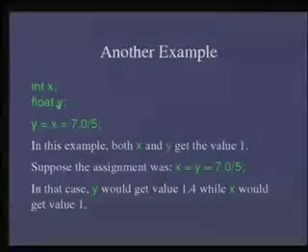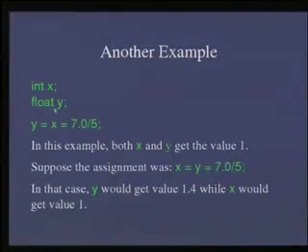Okay, here is another example of the same kind. In this example, x is an integer variable and y is a floating point variable, and we have the statement y assigned x assigned 7.0 divided by 5. Of course, as you know, the slash operator has the highest precedence, so the bracketing is going to look something like this.